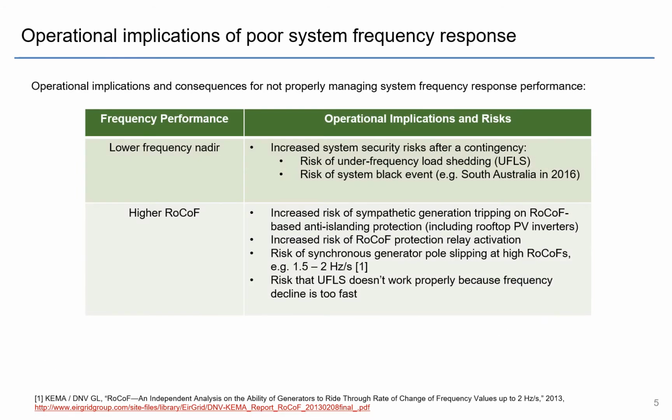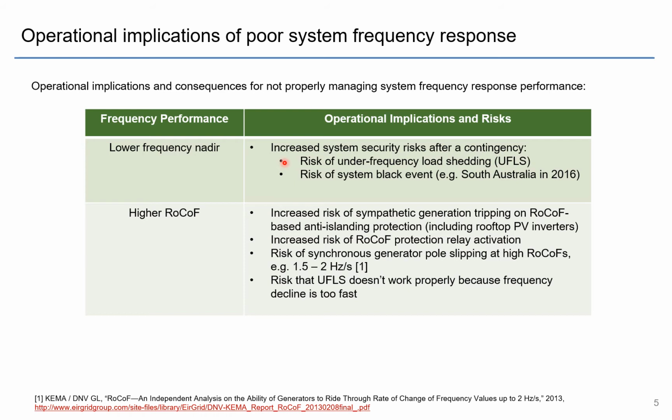We've talked a bit about the factors that affect the system frequency response. But the question is, why does it all matter? What happens if we just don't manage the frequency performance very well? Now, if you had a lower frequency nadir, then this leads to increased system security risks after a contingency. So, first risk is really the risk of under frequency load shedding, UFLS.